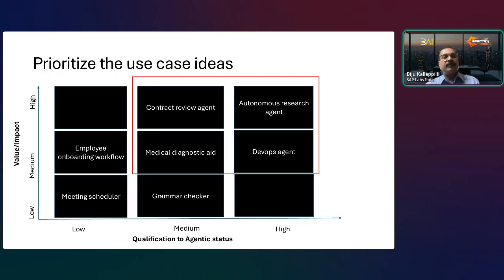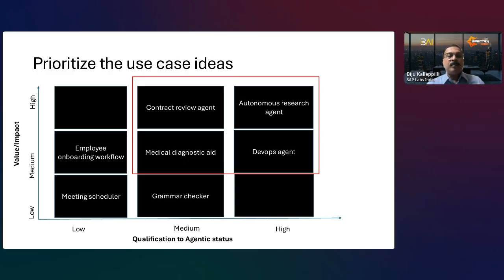But on the other extreme, if you look at the grid where both the parameters are high, autonomous research agent, a research organization will be able to completely end-to-end automate their research topic and bring out the outcome. This will be a very useful use case for them. For something like a contract review agent, in an organization where hundreds and thousands of contracts have to be reviewed, it will reduce a lot of manual effort, right? The impact and value is very high. But at the same time, qualification to agentic status is kept as medium because at the end, because of legal framework, legal challenges, there might need to be a human in the loop which needs to review and correct it, right?